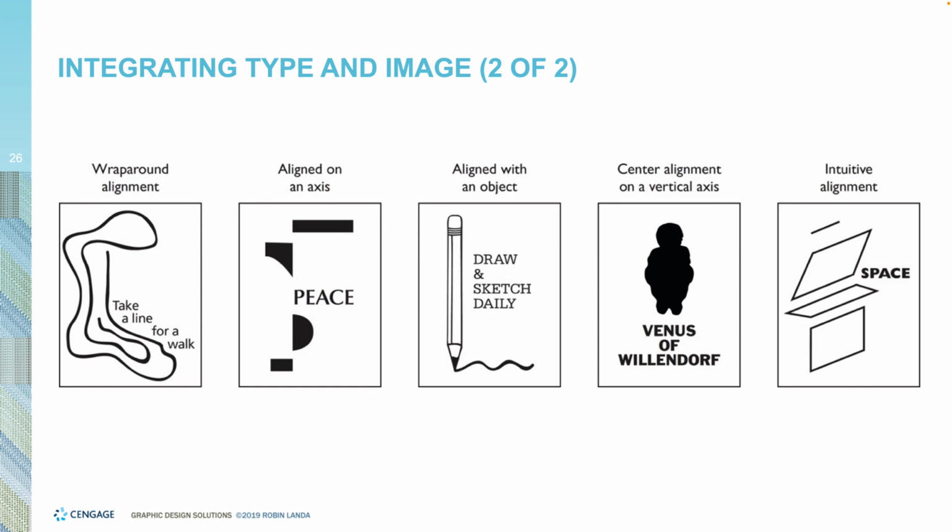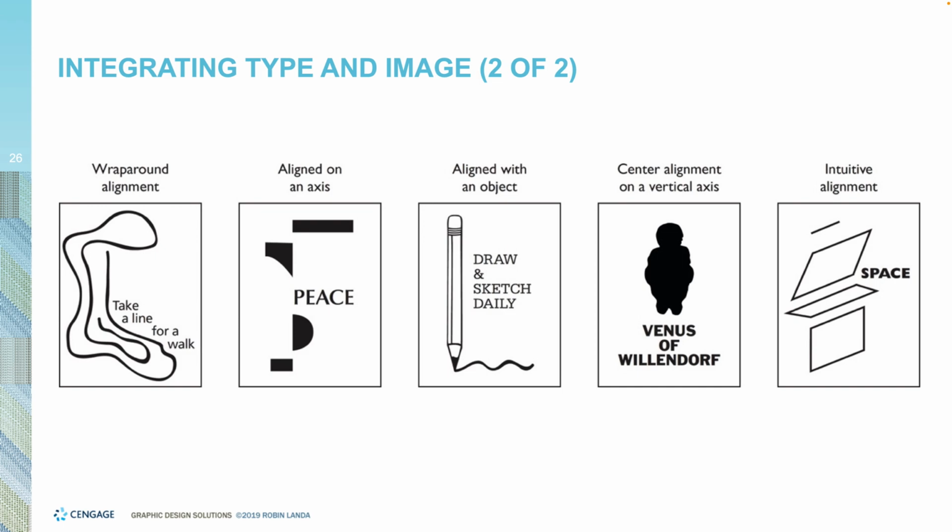Another thing we go through, we start to work with type and image. So we start looking at wraparound alignment. You also see this called text wrap, depending on what application you're working in. It'll either talk about creating a text wrap or create what they consider runaround or wraparound text. There's a few different ways it's going to be termed, so just know that that's what you're looking for.